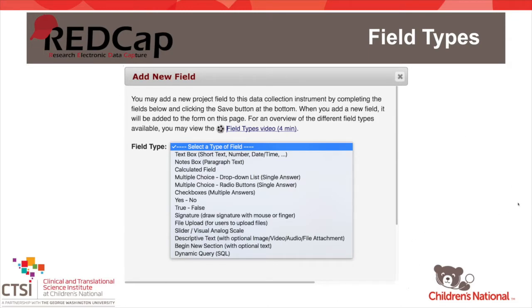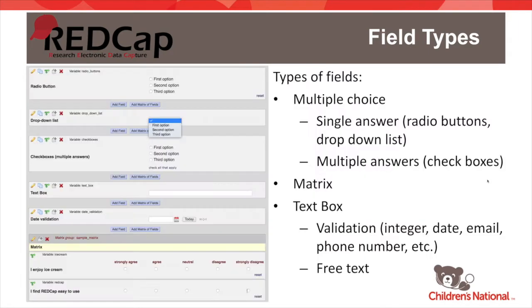This is a drag and drop menu builder to create a new project or a new instrument from the ground up. So you do this by just adding a field, and so you would say, I want to add a new field, and then you would select your field type. All the different field types are shown here. On the next slide, I'm going to give you some examples of these.